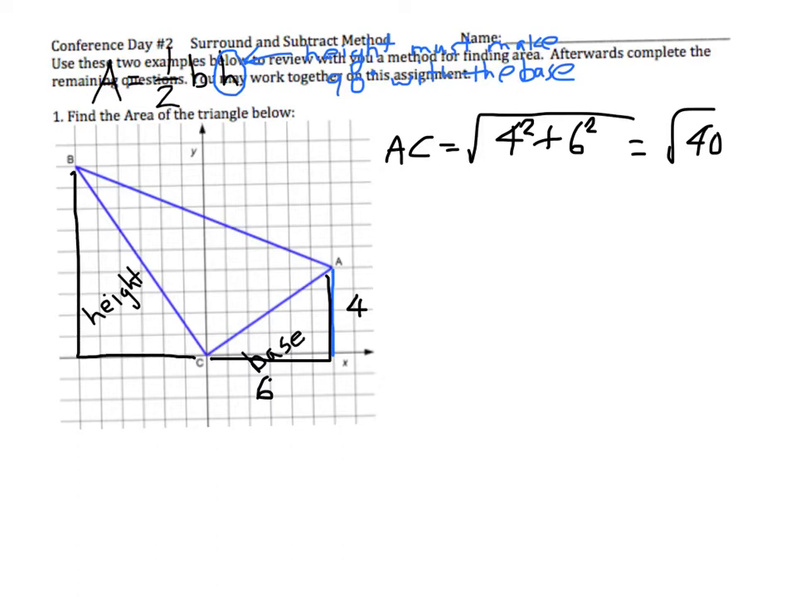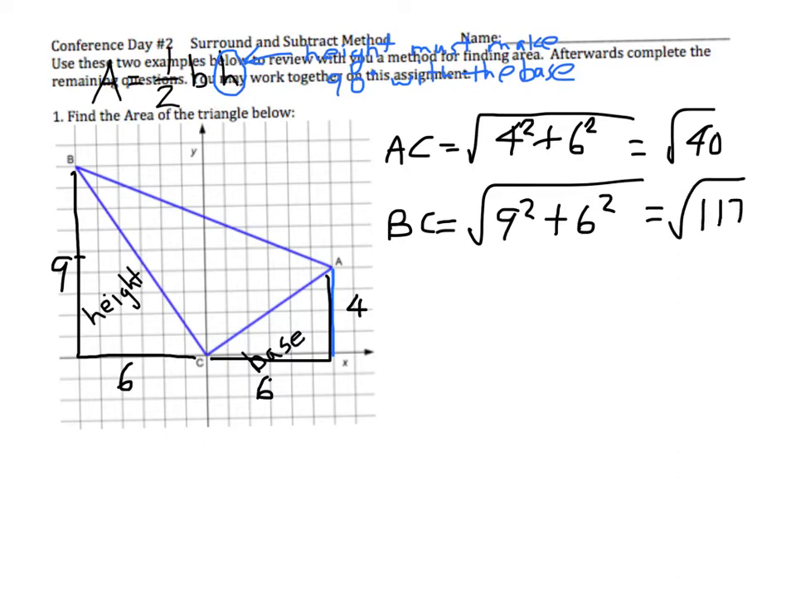And I could do the same thing to find the height BC. So BC is going crooked. I would have to count that BC is down 1, 2, 3, 4, 5, 6, 7, 8, 9, and over 1, 2, 3, 4, 5, 6. And I could use those numbers in the Pythagorean theorem or use them under the radical like so. So that would give me 81 plus 36, which is the square root of 117.